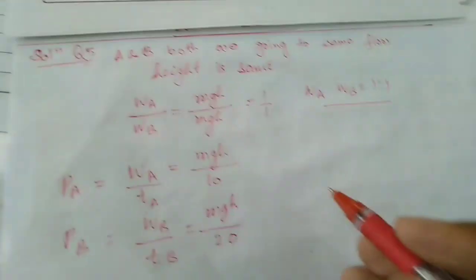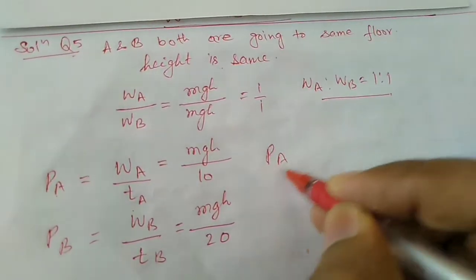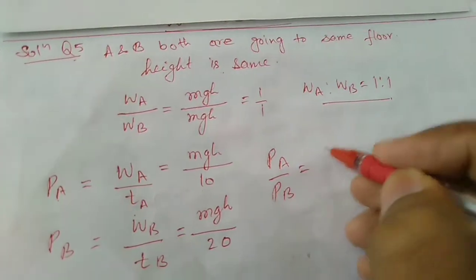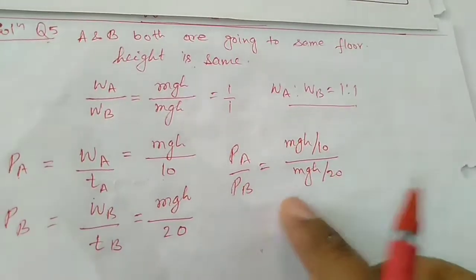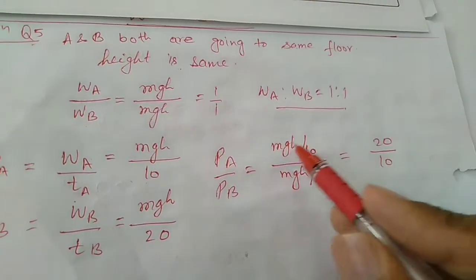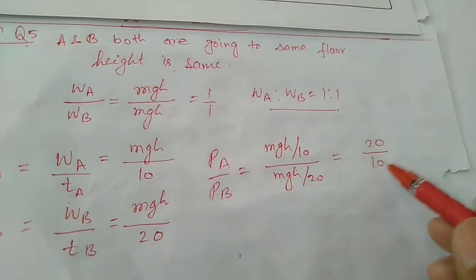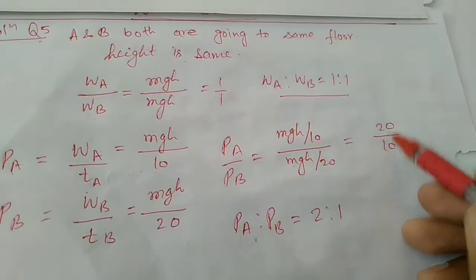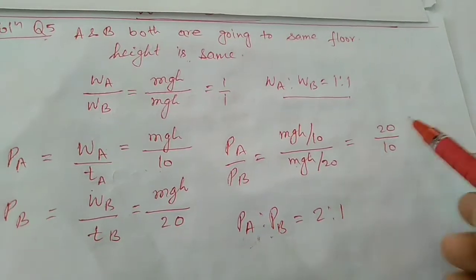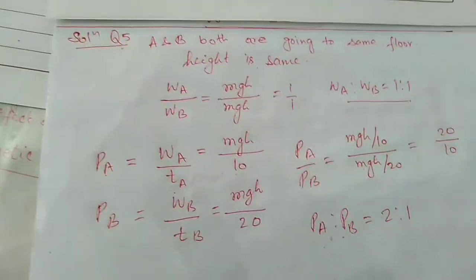We have to compare means I said ratio, means we have to find PA upon PB. So what will be here? So this will be coming here. MGH will be cancelled, 20 will go up, so 20 upon 10. So here 0 is cancelled, so PA to PB is equal to 2 is to 1. This is the solution.